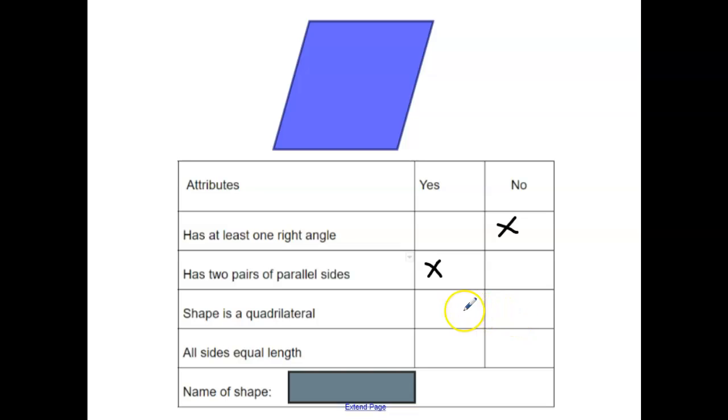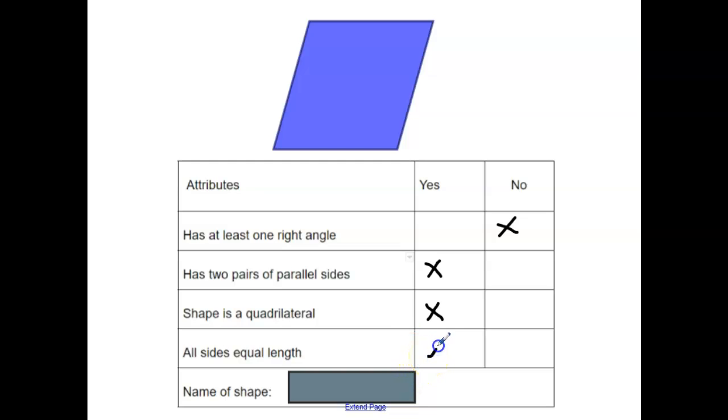Which box would I put my X in? Yes, I would definitely put my X in the yes box because that indicates that, in fact, this shape is a quadrilateral. Last but not least, are all the sides an equal length? I could even use my fingers to measure these side lengths. Are they all the exact same length? Yes, they are. This side is the exact same length as this side, which is the exact same length as this side and this side.